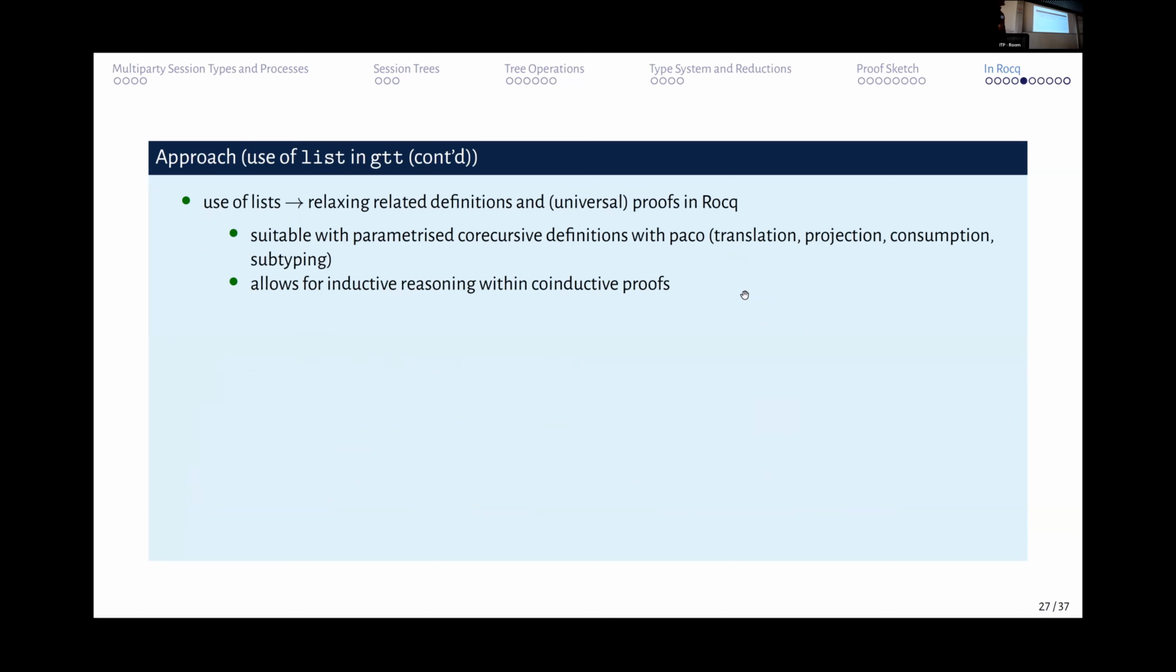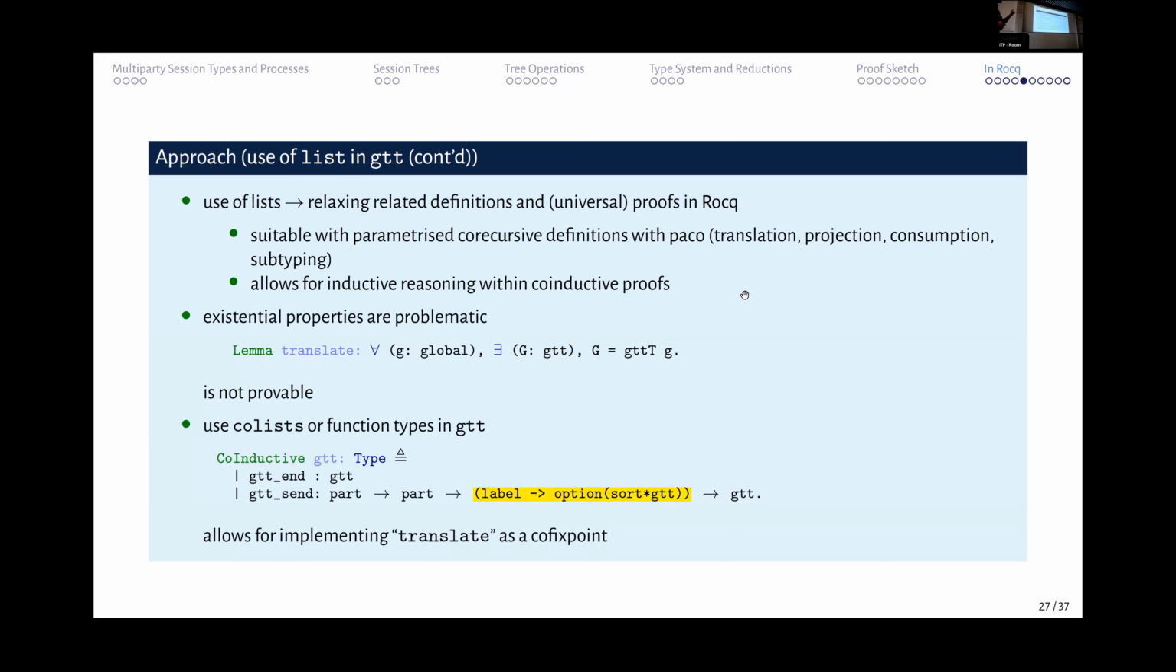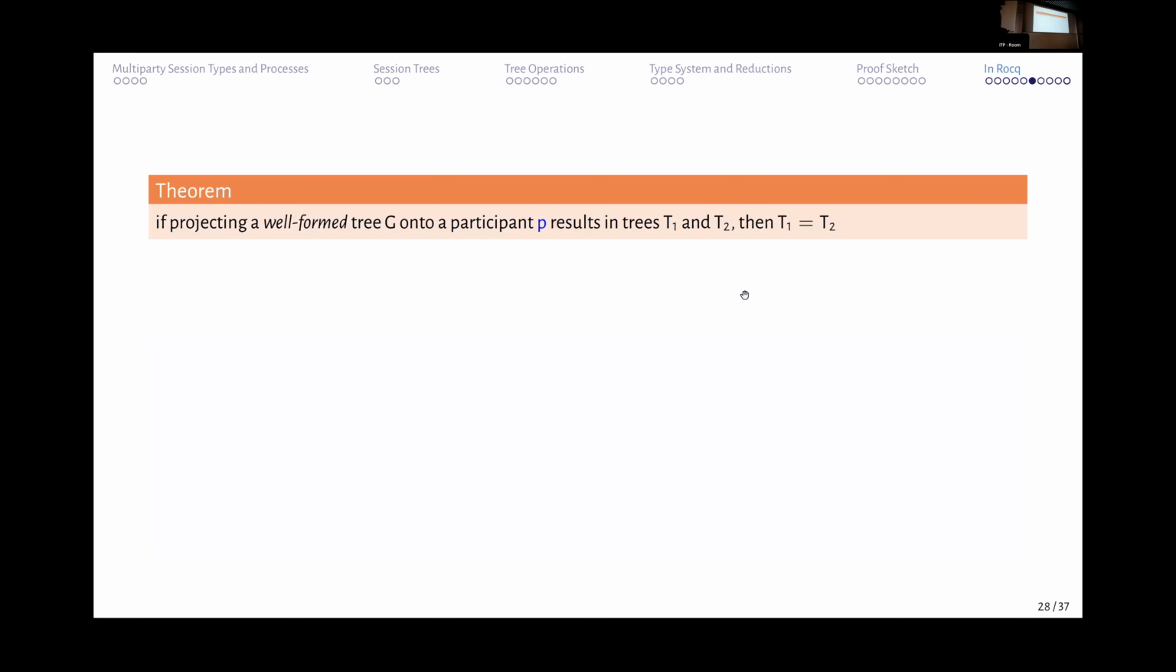Yeah. And then I think we don't have enough time, so I'll quickly go over this. But we use lists because we can do induction within co-induction, which makes it easier to prove certain things. But this doesn't let us prove certain lemmas, because we can't write co-fixed points if the co-induction uses inductive things in Coq, sorry. We can sort of fix this by converting it into a function type, but this wasn't needed for our mechanization.